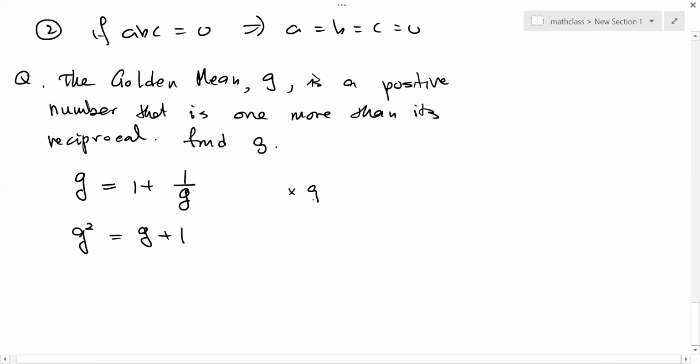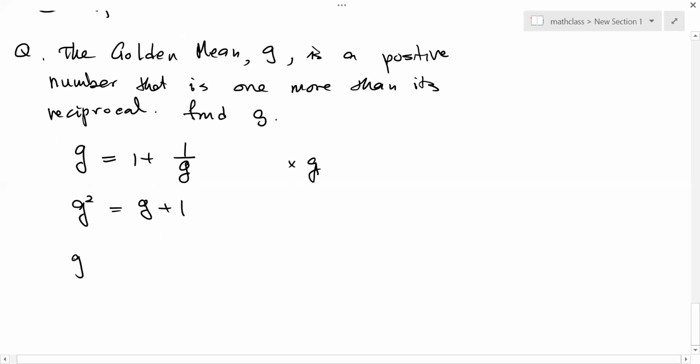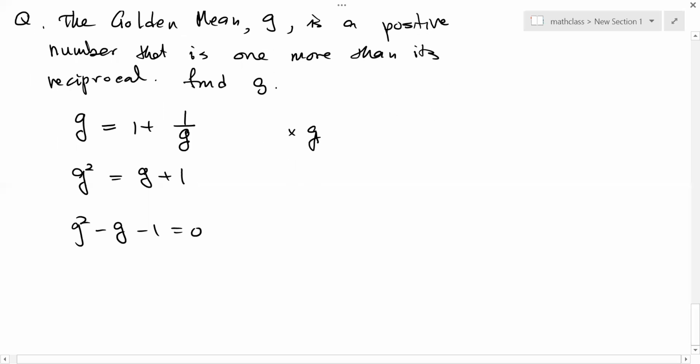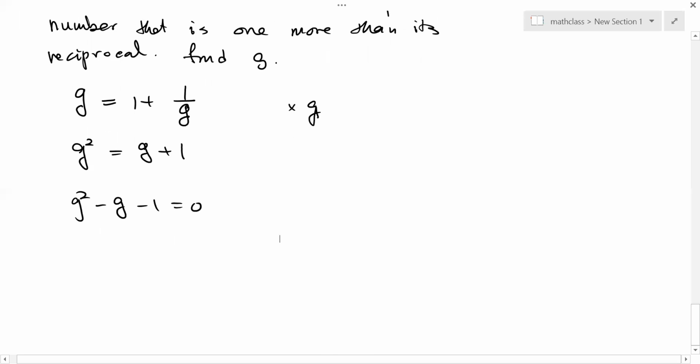You multiply it by G, both sides. Then you get a quadratic equation. Now, if a quadratic equation has integer roots, then you can usually factor it and solve it. But sometimes you cannot factor the quadratic function. So you have to use the quadratic formula. Okay? Right? Then you have to use the quadratic formula.